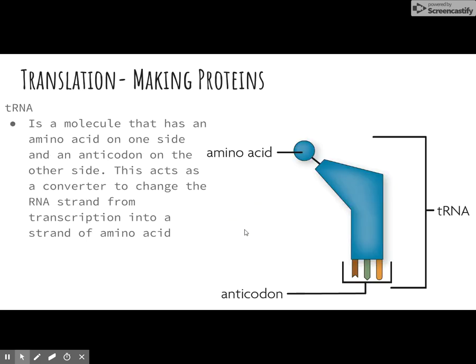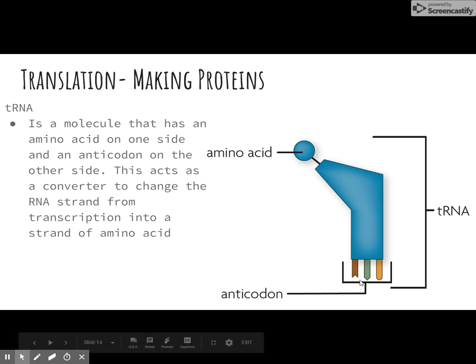So let's talk a little bit about tRNA. tRNA is a molecule that has an amino acid at one end and an anticodon at the other end. So this is a strand of RNA that's all folded up and has an amino acid group attached to it. This anticodon has a sequence of nitrogen-containing bases that will bond through base pair rules to attach to the mRNA strand.